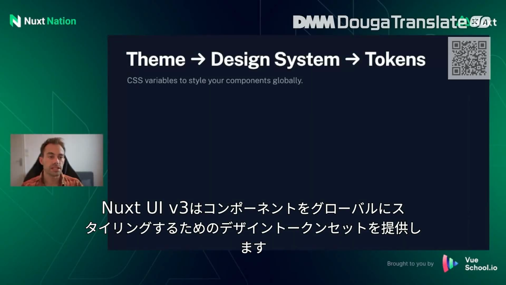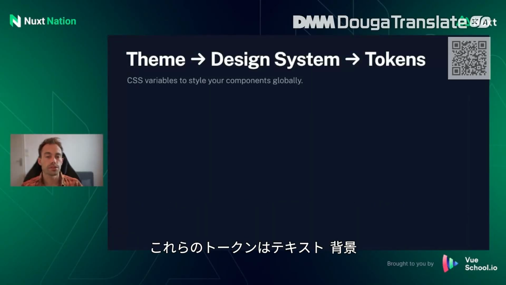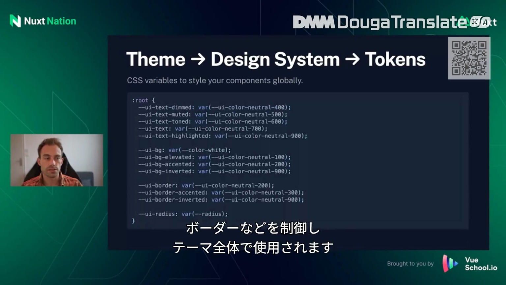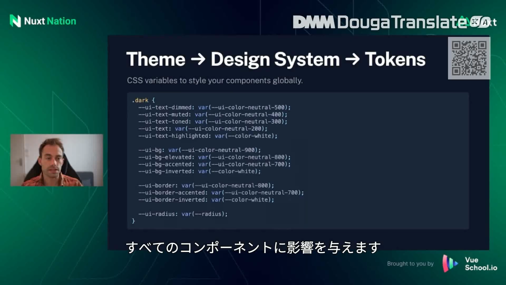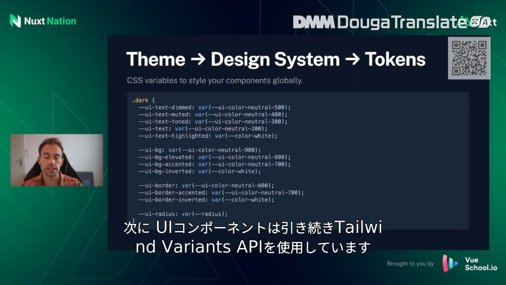NuxtUI provides a set of design tokens to style your components globally. These tokens offer control over text, background, borders, and are used all across the theme. You can override these tokens in your CSS for light and dark mode, and it will affect all components.